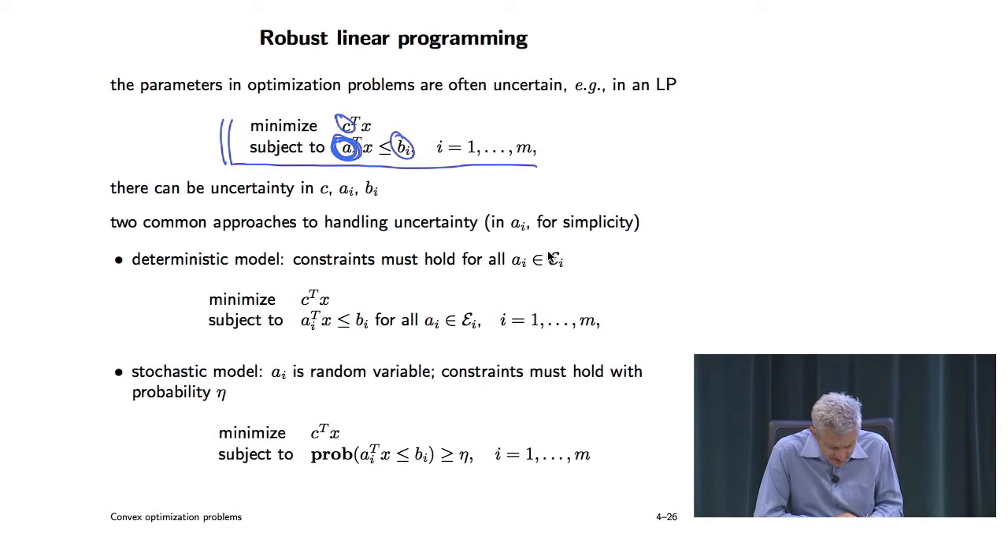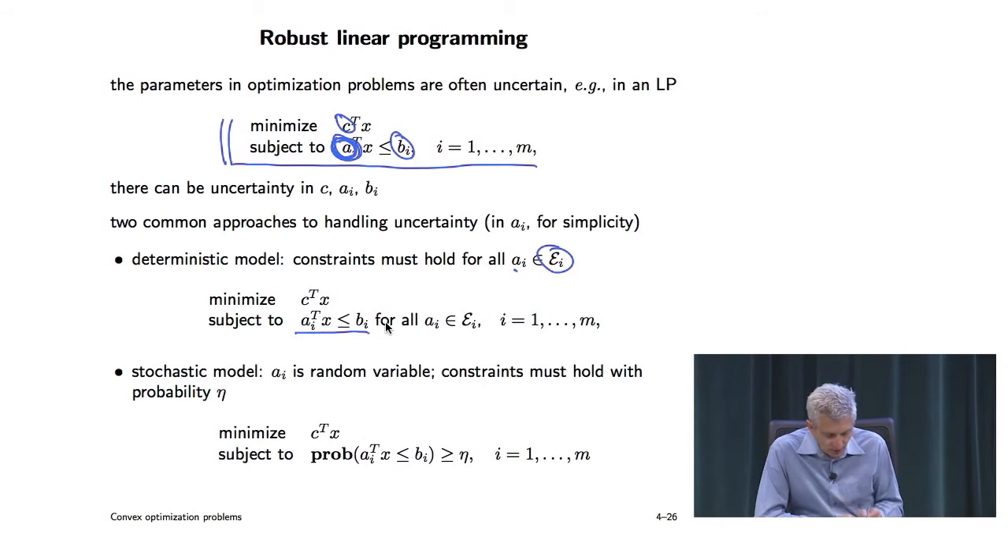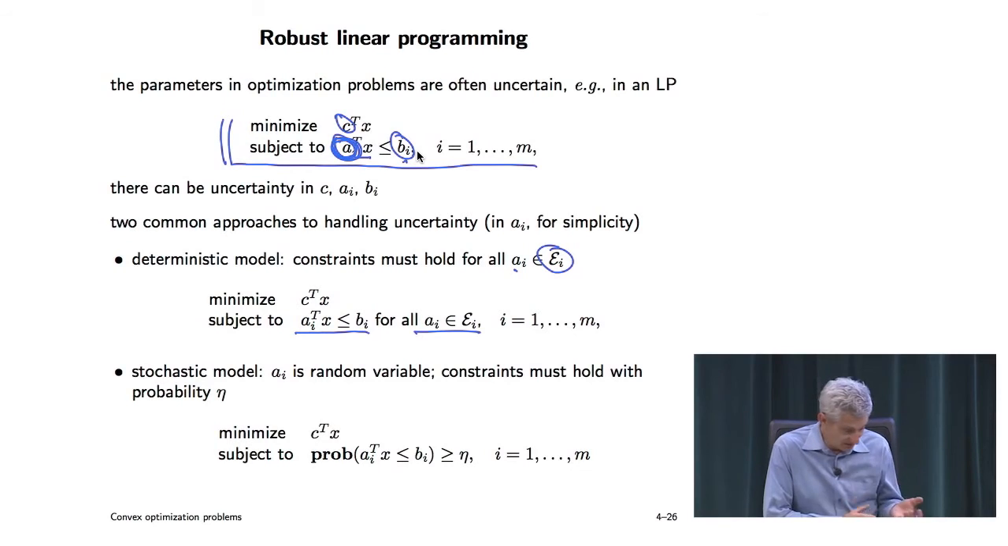Now the deterministic model says something like this. I have some sets, E_i, let's say an ellipse or something like that, and it says that each a_i is in that ellipse. And I'm going to insist that that constraint hold for every single possible a_i. So that's my constraint, and some people call that a worst case model, because that's what it says. It says I want my resource consumption to not exceed the resources I have, even in the absolute worst case.